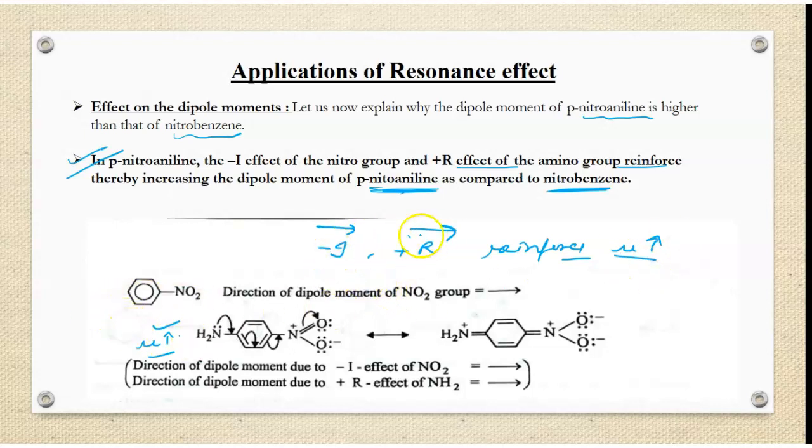Here both are operating in the same direction, which is why they are reinforcing each other, and it results in an increase of dipole moment in case of para-nitroaniline as compared to nitrobenzene. So this is another reasoning question that you should be prepared for all the time.